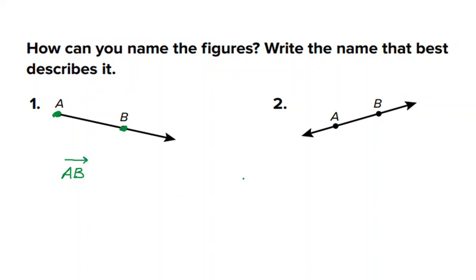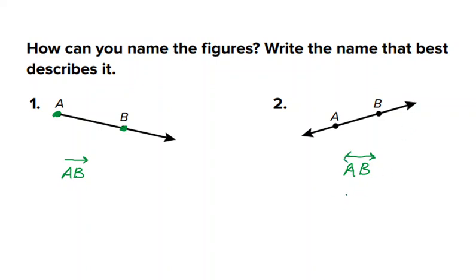Ray AB. Now this one right here, is it a ray, a line, or a segment? Right. It's a line this time, okay? And there's two ways that we can write this one. You can write it as AB, and then you put the line symbol above it, okay? And a line symbol's got two arrows on it going both directions.